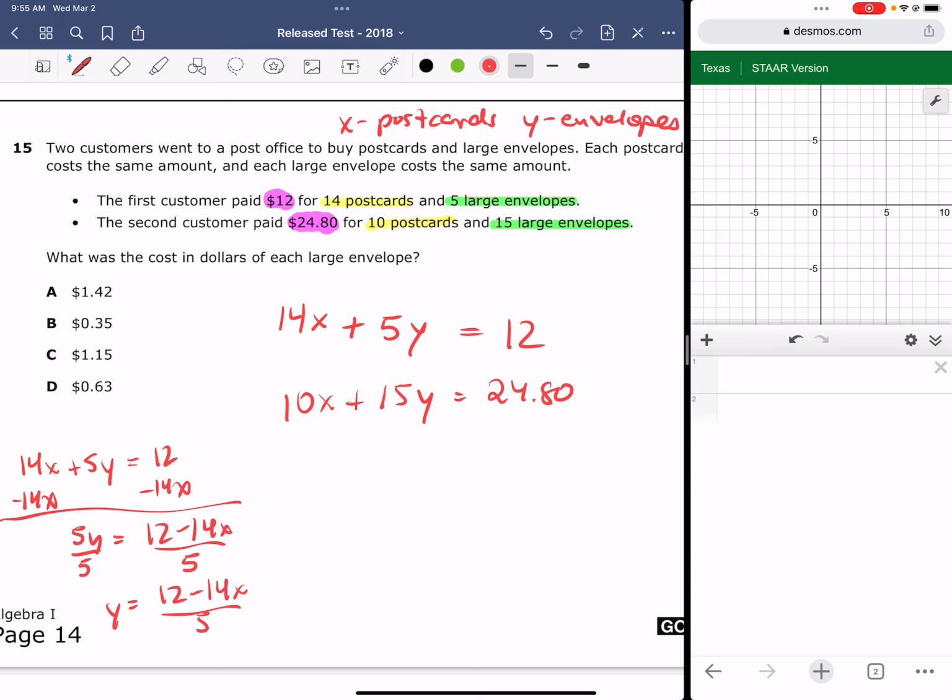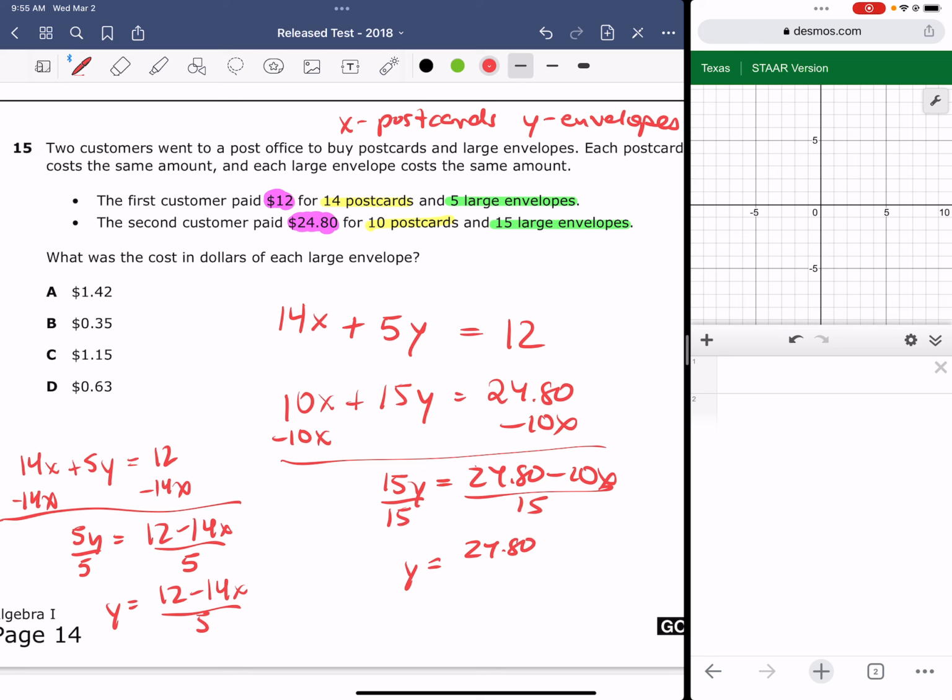For our second equation, we want to first subtract 10x from both sides of the equation. That's going to give us 15y is equal to 24.80 minus 10x. Then we want to divide by 15 in order to get y by itself. Y is equal to 24.80 minus 10x, all divided by 15. These are the 2 equations that I will type into Desmos in order to get the solution to this system of equations.